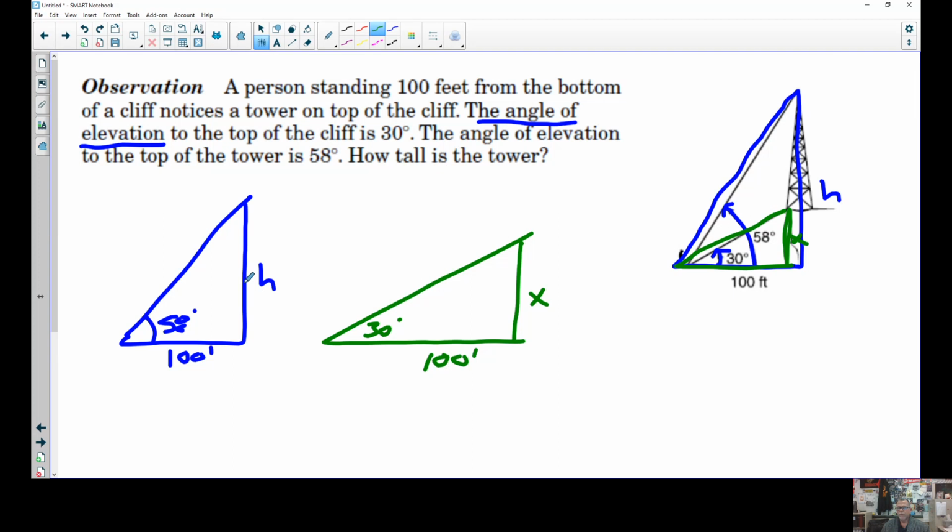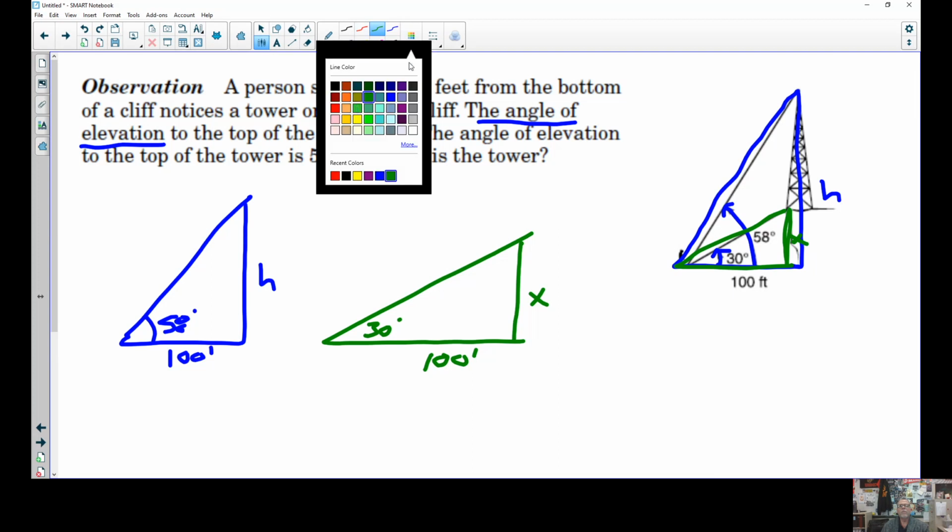What can we do here? Well, think of what H is. H has X as part of it, doesn't it? Yes. And what is that? If we think of H, X is the height of the cliff itself. And then we have to add to it the height of the tower, right? Well, we want to know how tall is the tower. So when we look at H, what we're really looking for is that piece of this, right?